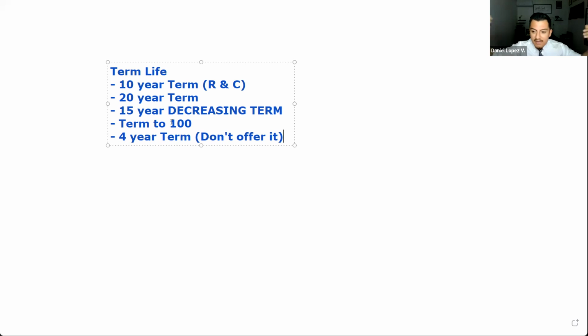So the company is going to do their investigation because it's a lot of money to pay. Why are they getting a 4-year term? Do they know something that maybe we don't, that they might die within the next 4 years? So it's harder to qualify. There's more qualification that goes through it.